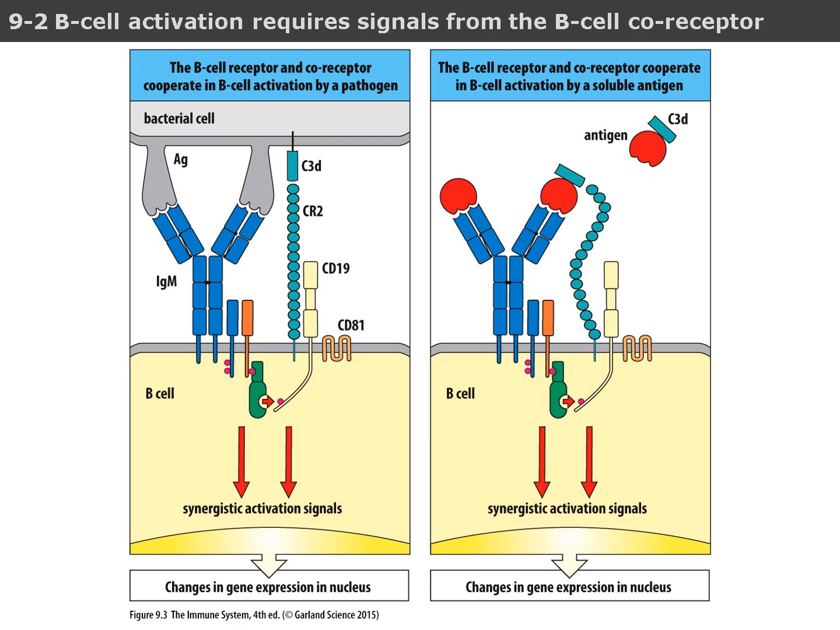In the right panel, the same cooperative signaling happens, but with a soluble antigen. The antigen is opsonized with C3d, which again binds CR2, while the antigen itself engages the BCR. In both cases, this dual engagement results in synergistic activation signals. These signals are stronger and more efficient than activation through the BCR alone. As a result, downstream signaling cascades are amplified, leading to significant changes in gene expression in the B cell nucleus, preparing the B cell for proliferation, differentiation, and antibody production.